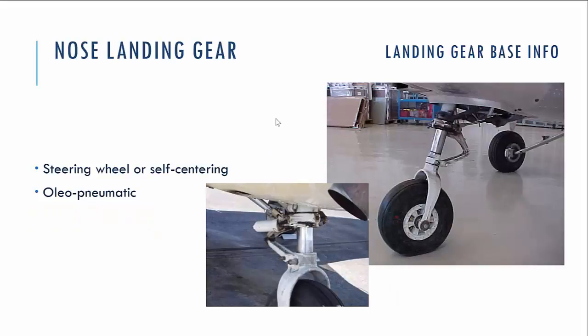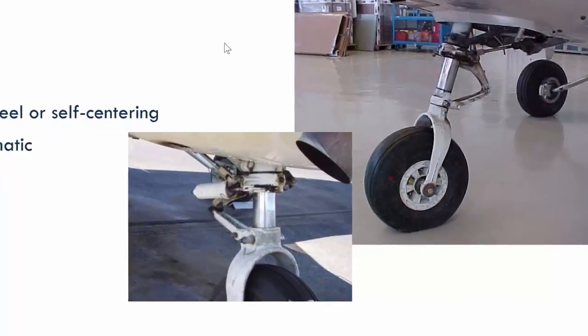So about the nose landing gear, this is the standard nose landing gear for Cessna, and usually it's steered. There is a mechanism to change the direction of this landing gear. On some aircraft it can be self-centering, and you change the direction of movement of the airplane by applying differential braking. So let's talk about the construction of it.